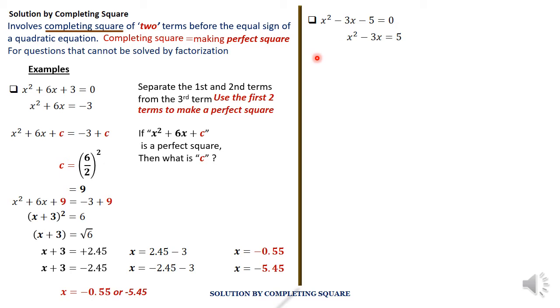So the first step, we take the 5 to the other side so that we have two terms which we are going to use to make a perfect square. So using the x squared minus 3x, we add another term. That term should be the square of half of the minus 3, which is this one here. I have put a negative here, and it's also negative here.